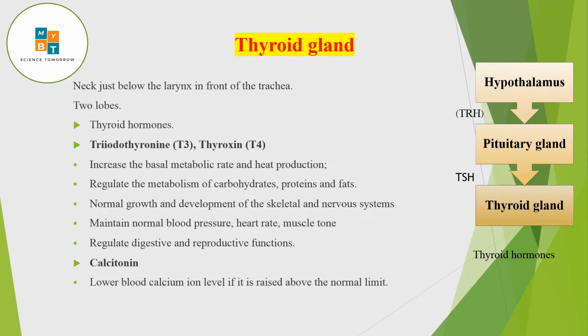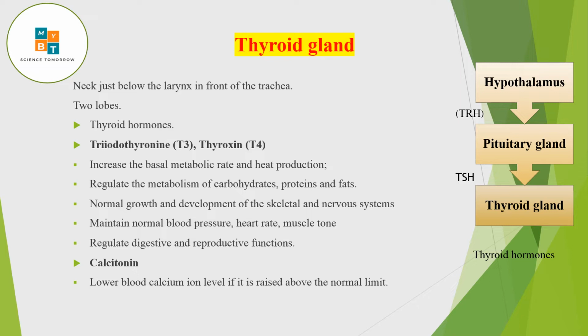The thyroid gland is in the neck, just below the larynx and in front of the trachea. It has two lobes, and the thyroid gland will secrete thyroid hormones. There are two thyroid hormones, triiodothyronine and thyroxine. Triiodothyronine you call T3 and thyroxine you call T4, depending on the iodine molecules inside the hormone.